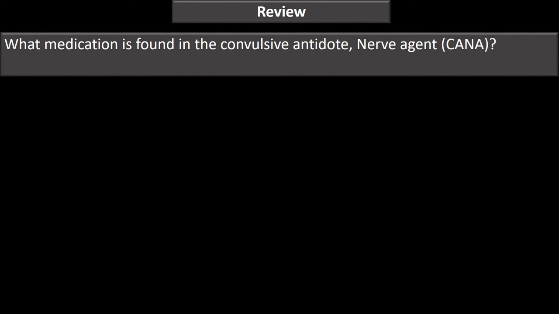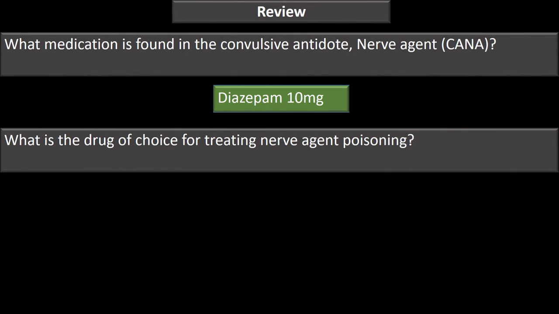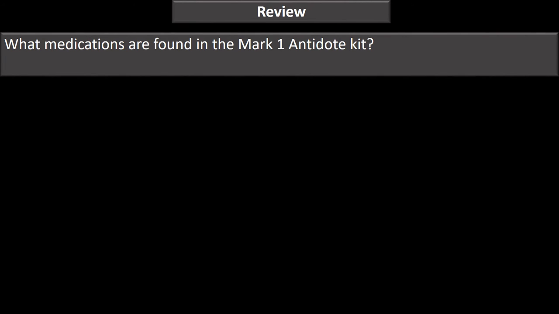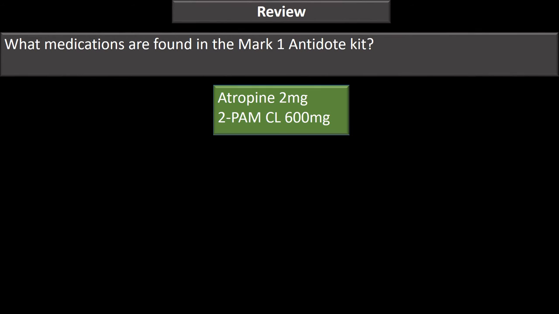What medication is found in the convulsive antidote nerve agent, your CANA? Diazepam, 10 milligrams. What is the drug of choice for treating nerve agent poisoning? The drug of choice is atropine. If it comes in our Mark I, it'll be in 2 milligrams. If it comes in our ATNAA, it'll be in 2.1 milligrams. What medications are found in the Mark I antidote kit? That is atropine 2 milligrams and 2-PAM chloride 600 milligrams.